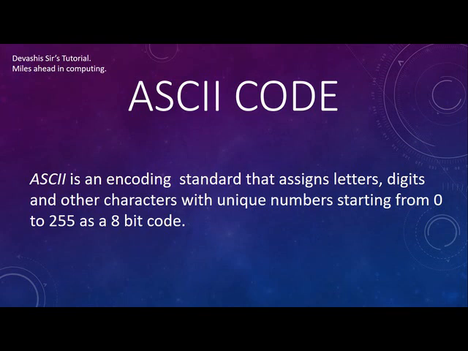What is important to us is that we need to remember the ASCII code for capital letters, small letters and digits. For capital letters, please remember it is 65 to 90. Please note it down. For small letters, it is 97 to 122. For digits from 0 to 9, it is 48 to 57.